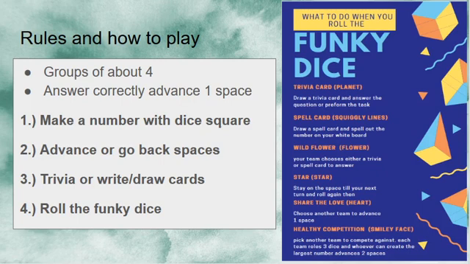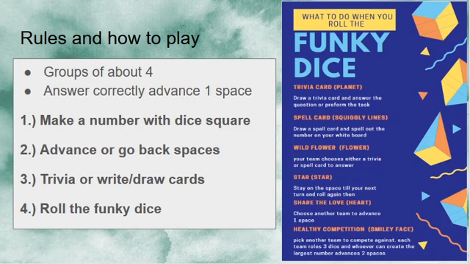So how the game is played is students will get into groups of about 4, and these groups will be their teams, so the whole class will be playing at the same time. If the students correctly answer or correctly perform the task for each space, then they get to advance 1 space, and they'll wait on that space until their next turn.